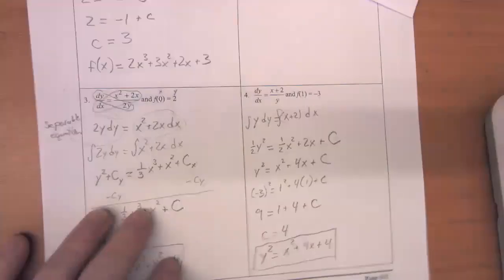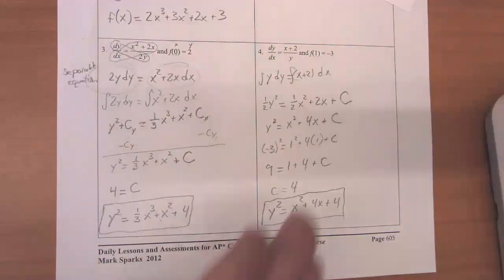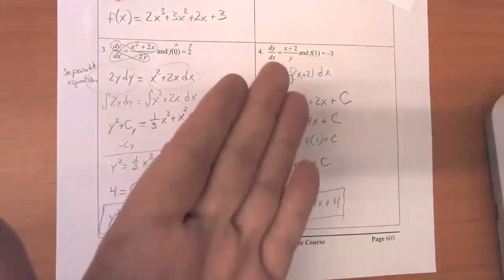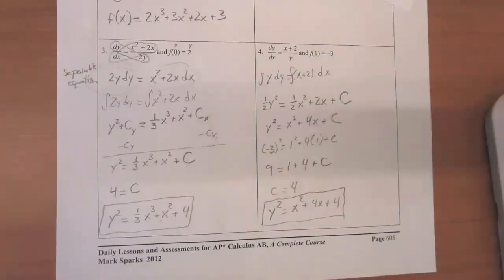Okay, so that's another example of how we're able to easily solve what looks like a complicated differential equation just by separating the variables and then taking the indefinite integral of both sides. The next problem on the back of the page is going to be a little bit trickier. We'll see what happens with it.